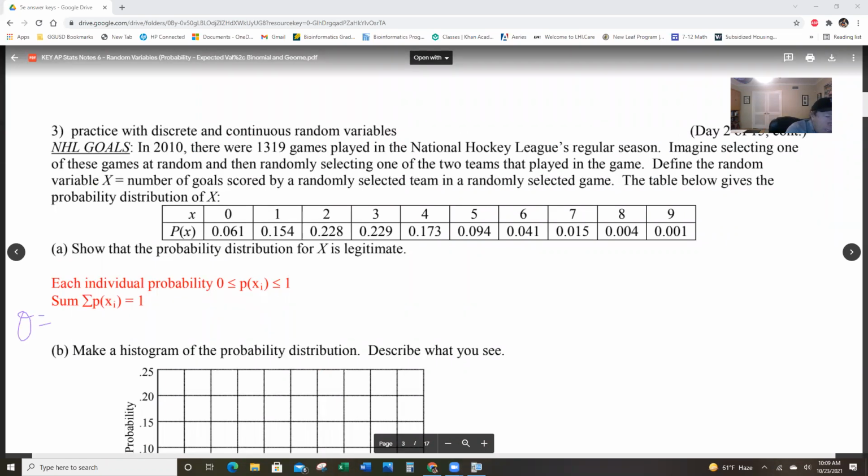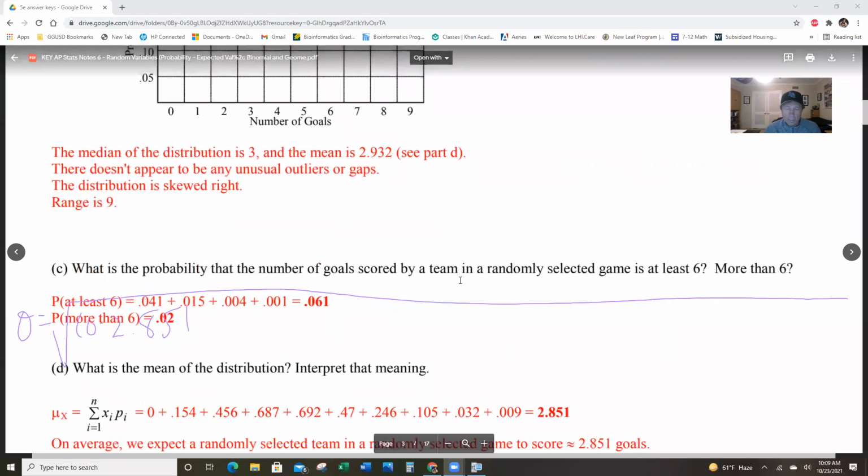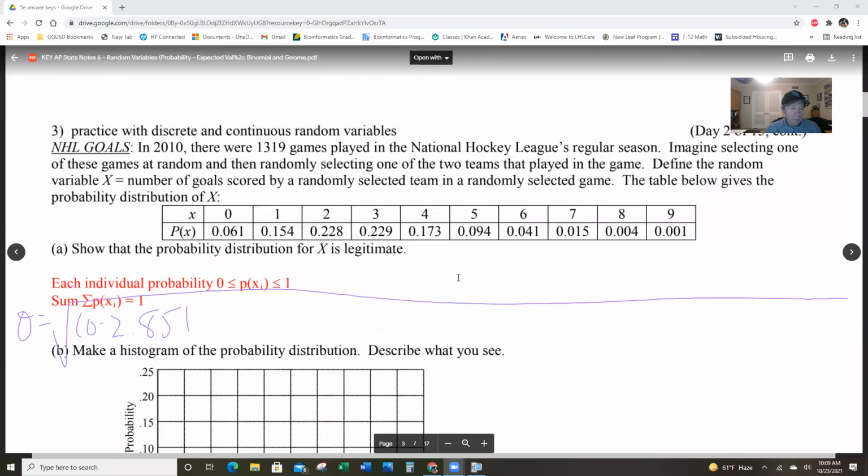Sigma equals, hopefully I can fit. Check this out, this giant standard deviation. Okay, I'm going to go 0 minus 2.851. Let me double check if that was the number. I forgot already. 2.851. Yes, 2.851. I got it. Okay, that was good.